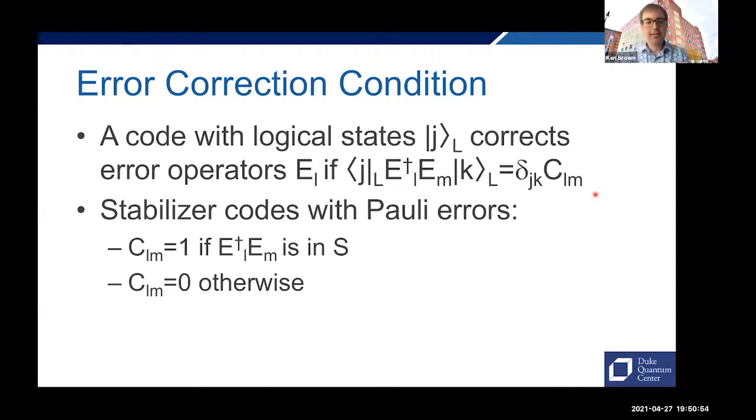Now, what's really nice is for stabilizer codes of Pauli errors, this thing simplifies a lot, which is that these C's are either one if the two errors end up being in the stabilizer, or it's zero otherwise, which means basically that there's no collision, that these two errors don't map two distinct logical states to the same state. Just give people a second to write this down.